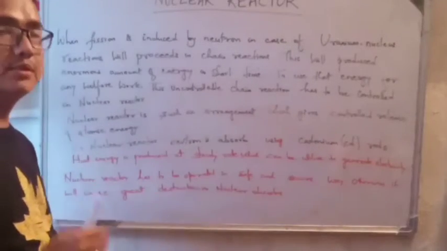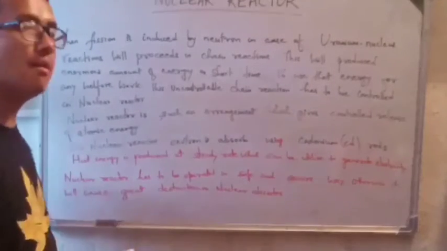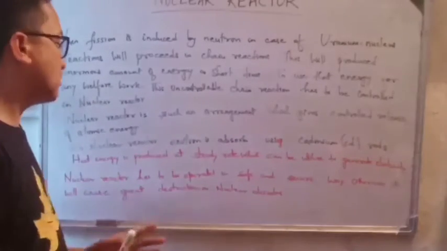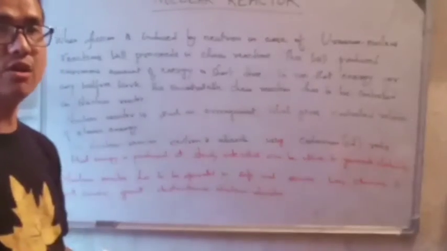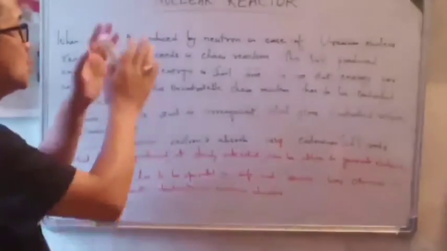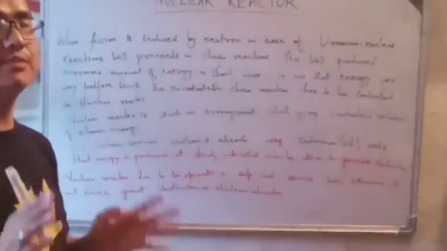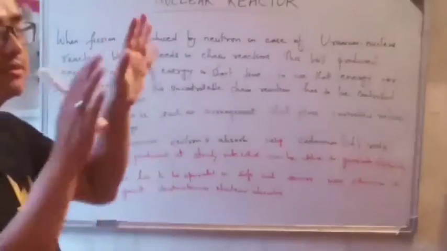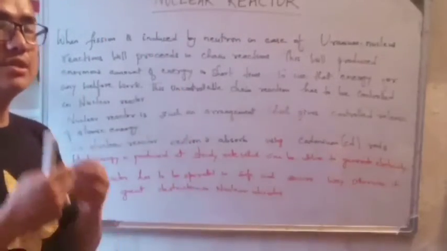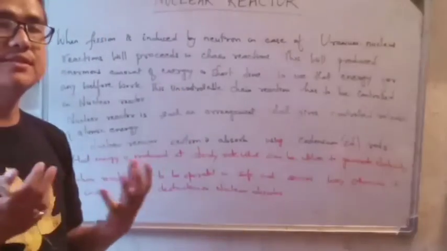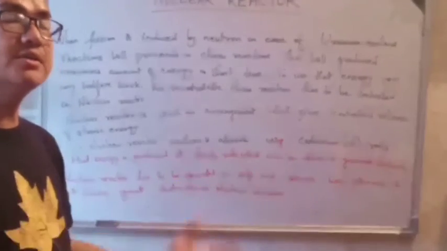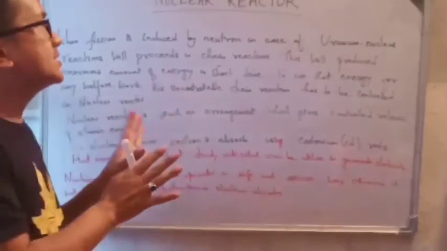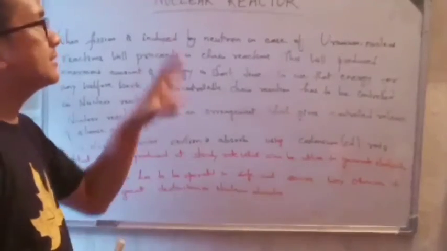We have to know that a nuclear reactor has to be operated in a safe and secure way, otherwise it will cause great destruction or nuclear disaster. So we have to be careful about the nuclear reactor, because if any mistake is made in the case of a nuclear reactor, the uncontrollable chain reaction will spread outside. If it spreads outside, it will cause great devastation. This is the idea of a nuclear reactor.